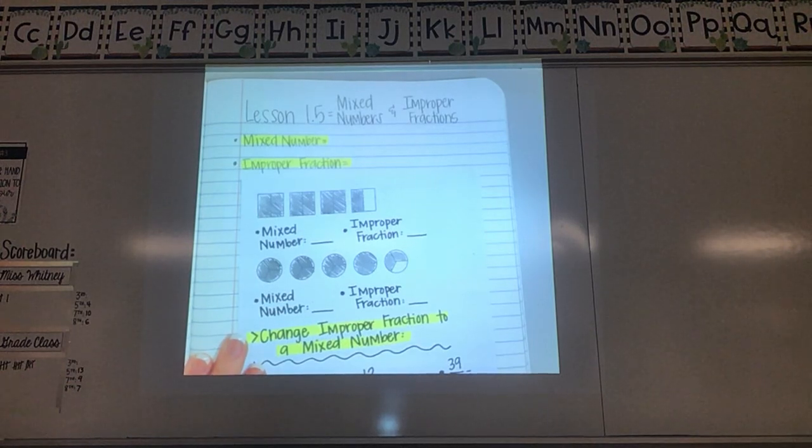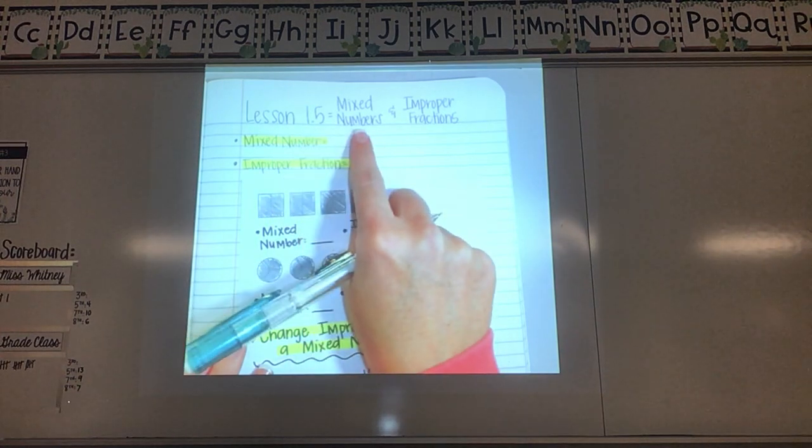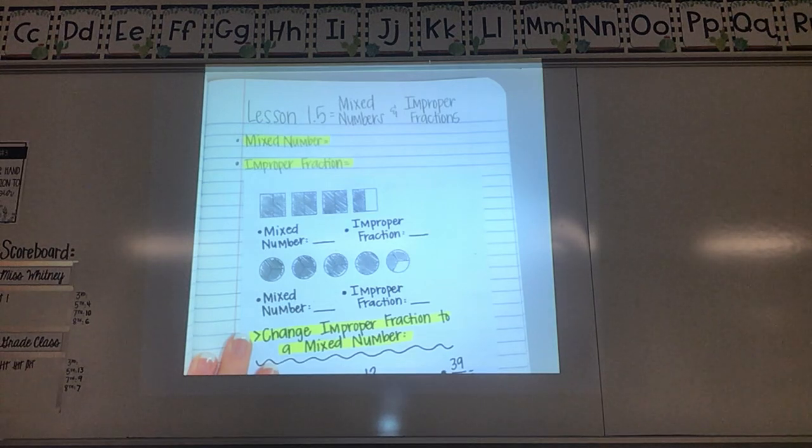Hi, fifth graders. Today in math, we are doing lesson 1.5, and this lesson is over mixed numbers and improper fractions. So first we need to review what those two things mean.